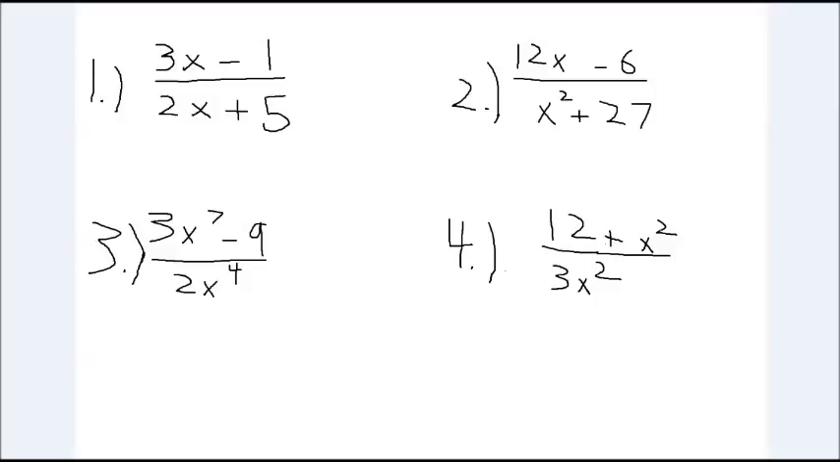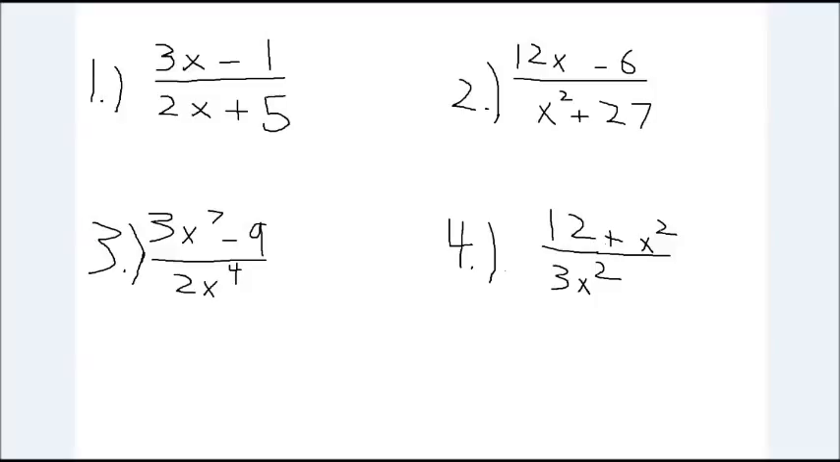Moving on to the next one. This one is pretty simple to find a vertical asymptote. Here, because it's x squared plus 27, anytime you see an x squared, or any x to an even exponent, almost always any number you put in here will never make this 0. So in this case, there is no vertical asymptote.